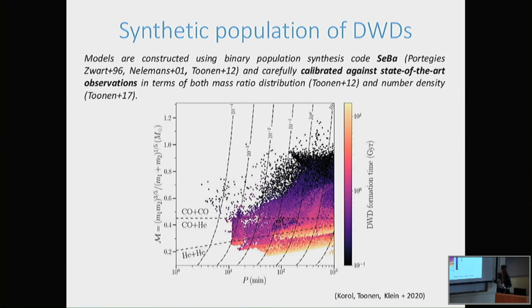And to make predictions for galactic studies, I first need to construct a mock galaxy. For that, I use binary population models from Silvia Toonen, who uses the binary population synthesis code SeBa. And this is one of her populations. These are the properties of the binaries as they become double white dwarfs.